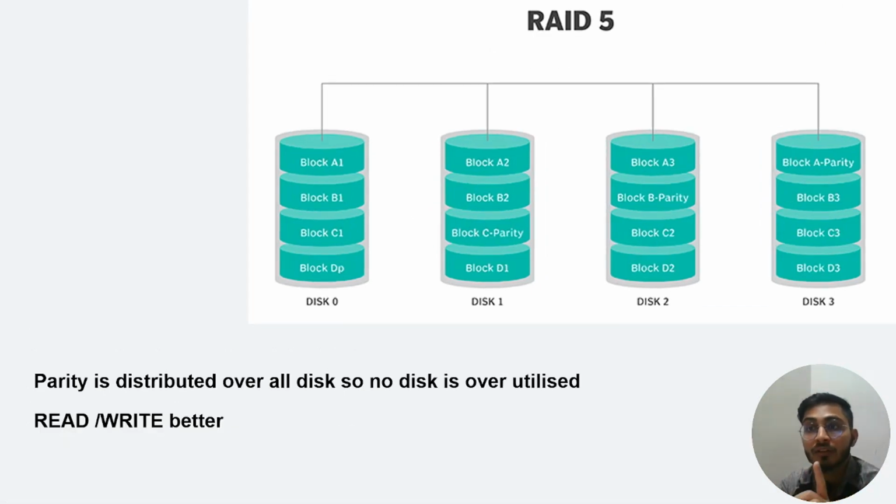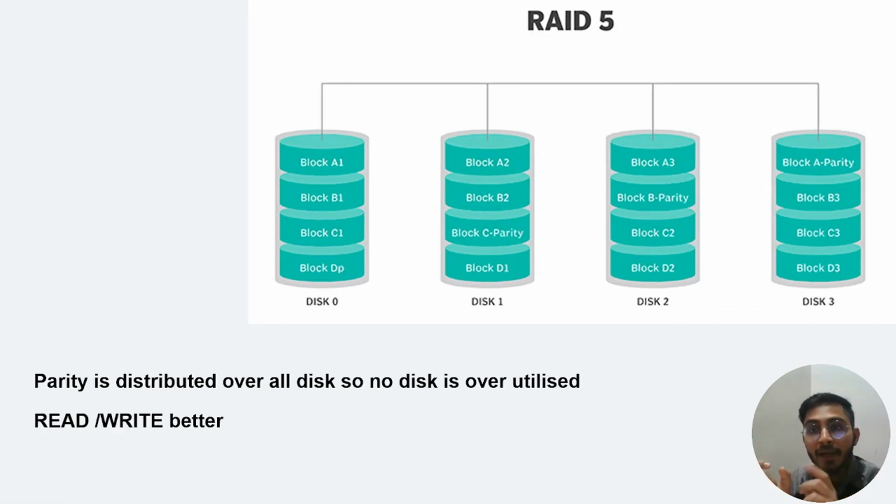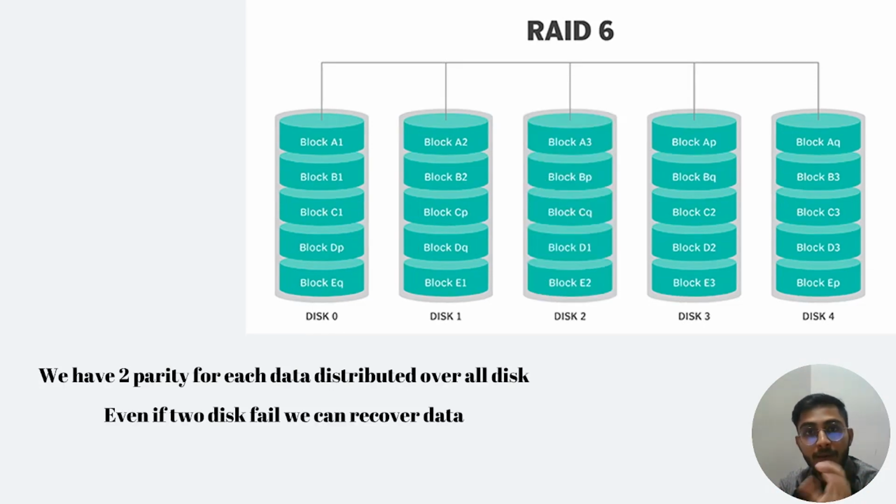Then in RAID 5, you can see in RAID 3 there is a separate parity disk, and because of overuse, this can fail. But in RAID 5, parity is distributed all over the disks, so there is no load on one disk that it can be overutilized. Parity is distributed all over the disks, so every disk is utilized evenly.